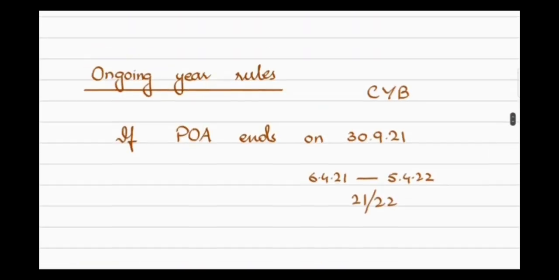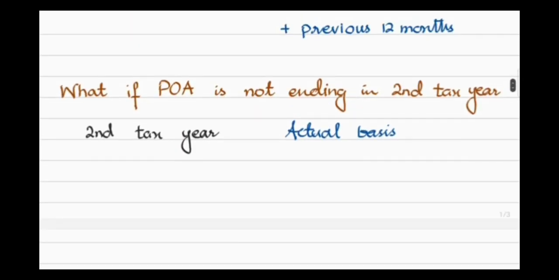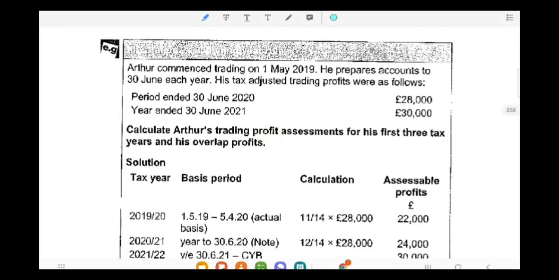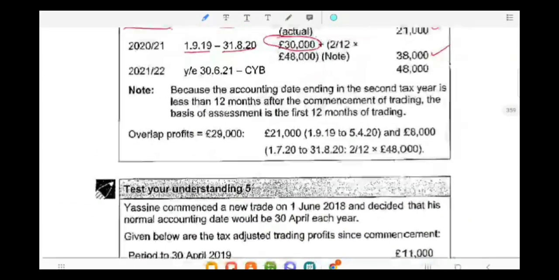Now we need to consider a situation. What if period of account is not ending in the second tax year? In that case, the second tax year we have to assess on the actual basis. Here what is meant by the period of account not ending in the second tax year? It means that the period of account relates to 3 tax years. So let's see an example of this.